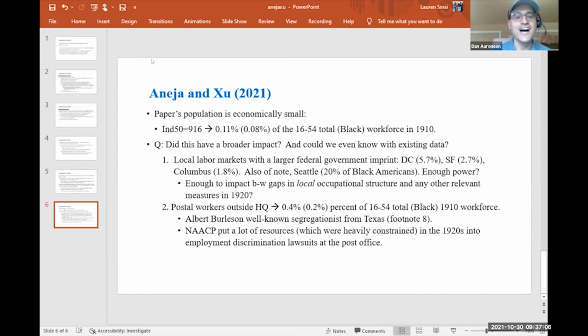And then the second thing, and then I'll stop, is postal workers. Postal workers were actually four times bigger than the federal government civil service. Albert Burleson was a well-known segregationist. There are terrible stories about what he did. Within two months of being inaugurated, he was pushing for segregation all over the country. This must have had a big impact, and the NAACP knew this, actually. They spent a lot of resources in the teens and especially in the 20s specifically going after the post office, with employment discrimination lawsuits. So it's well known that this was going on, and it's something I would really think about using census data to look at.